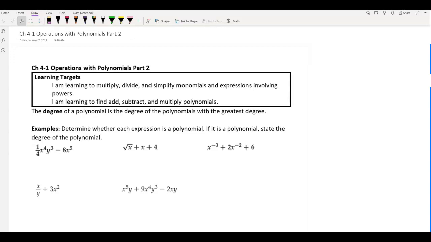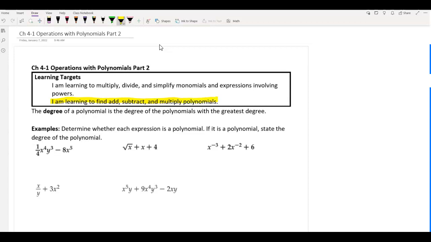All right, now it's time to take a look at the next section, which is still 4.1 operations with polynomials, but this time we're looking at part 2. And we're primarily focusing on this second learning target. I'm learning to find, add, subtract, and multiply polynomials.